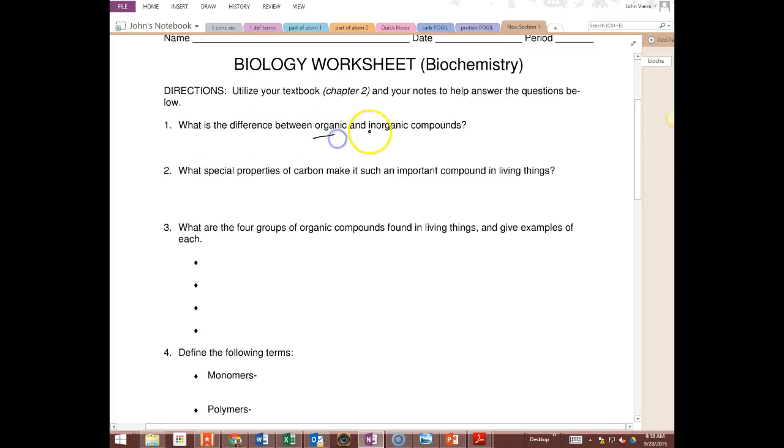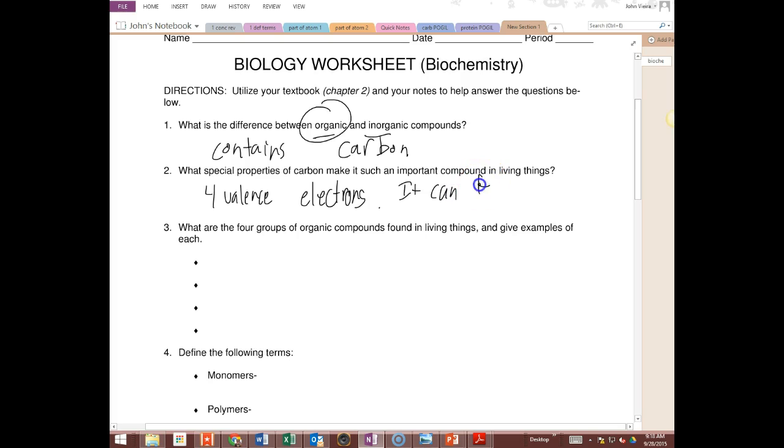The difference between something that's organic and inorganic is that something organic contains carbon. Special properties of carbon make it an important compound. It has 4 valence electrons, so it can form how many covalent bonds? 4 covalent bonds, which allows it to build these ridiculously complex structures.